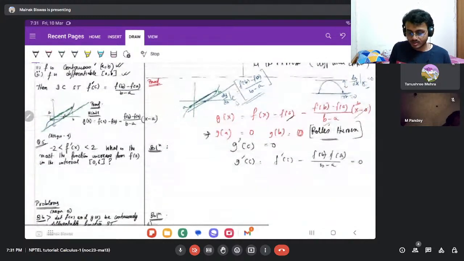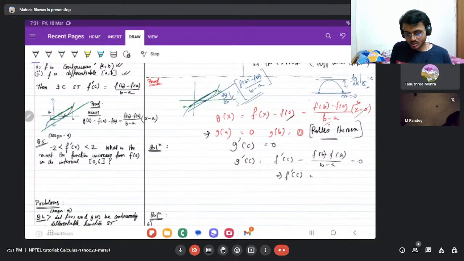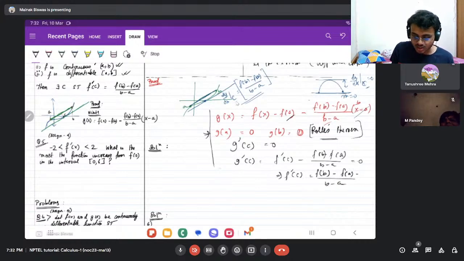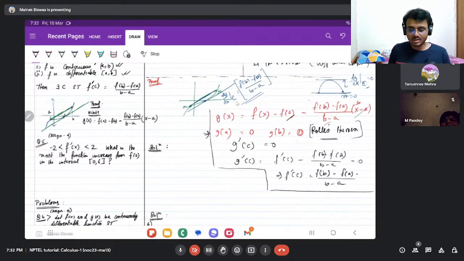Agreed? Yes, sir. So this is your f of B minus f of A by B minus A. This is the proof of the Lagrange's mean value theorem. So use the Rolle's theorem to prove the mean value theorem, which is more general, right? So you remember the geometric construction always, that there exists a C such that the tangent is parallel to the slope of the line joining A and B, right? This is what you need to remember.